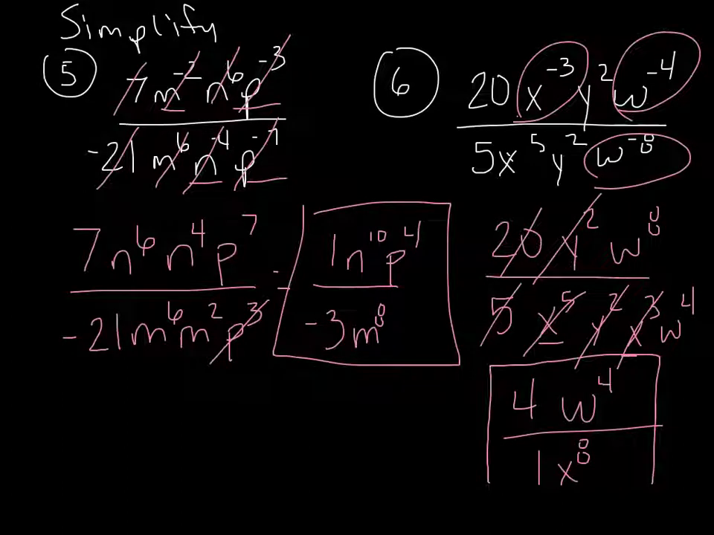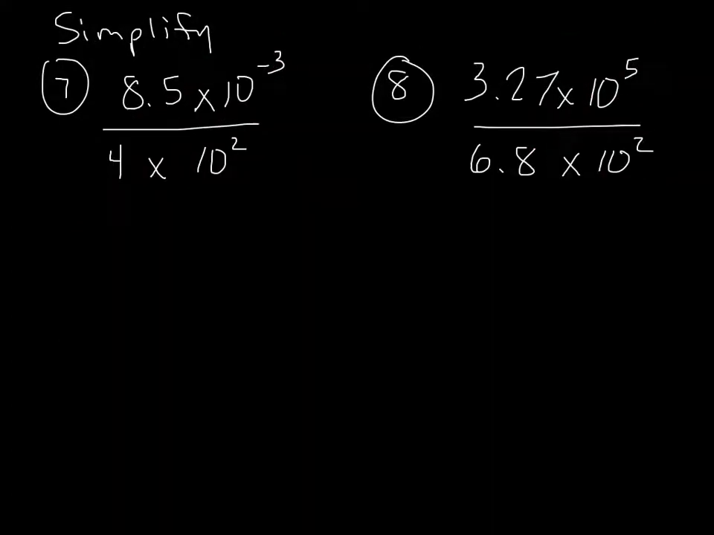Okay. Number 7, scientific notation. 8.5 times 10 to the negative 3 over 4 times 10 to the 2nd. Okay, so you actually just divide. So you take 8.5 divided by 4 and you get 2.125 times 10 to the now negative 3 minus 2 becomes negative 5. And it's okay for scientific notation to have negative exponents, so we are done.